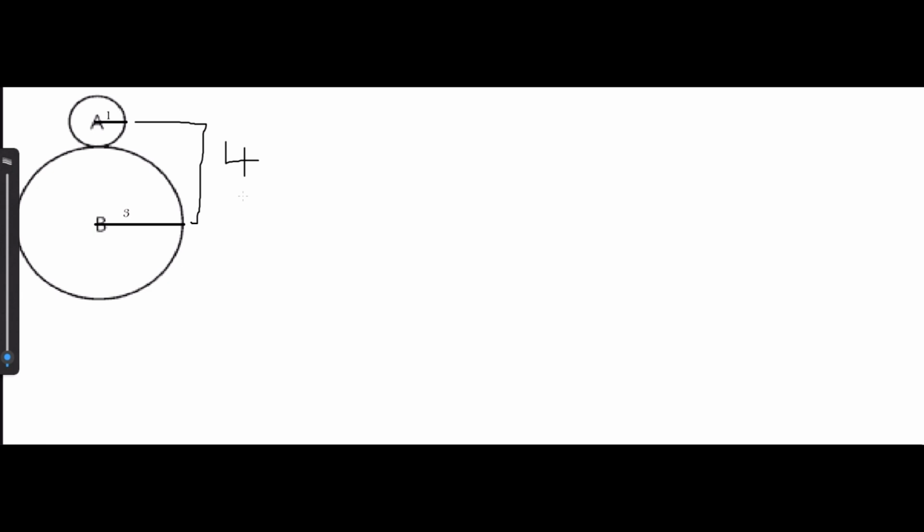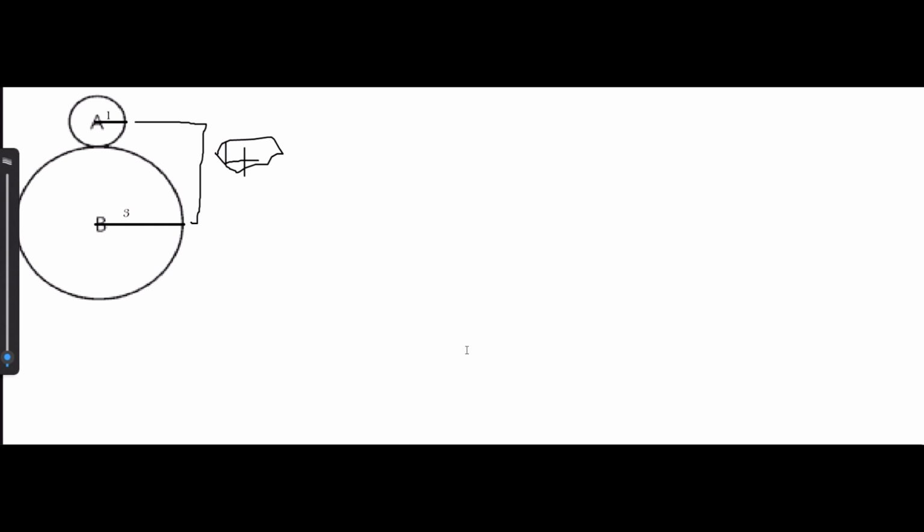Let's say the radius of circle A was 1, as shown in the picture, and the radius of circle B was 3. This would mean that in any given moment in time, the distance between the center of circle A and circle B is 1 plus 3, which is 4, right here. So, in reality, circle A is actually traveling 4 units away from circle B.